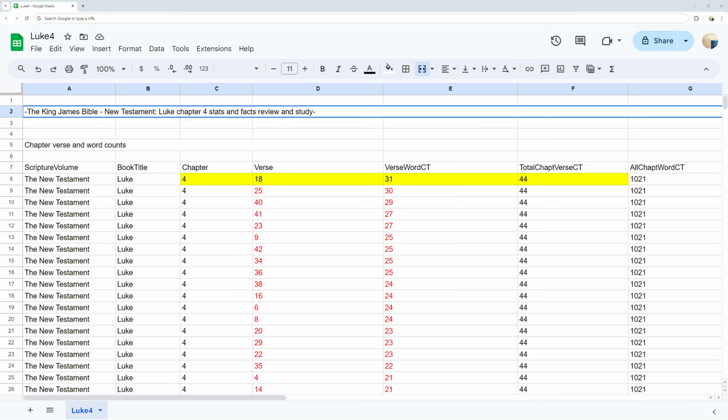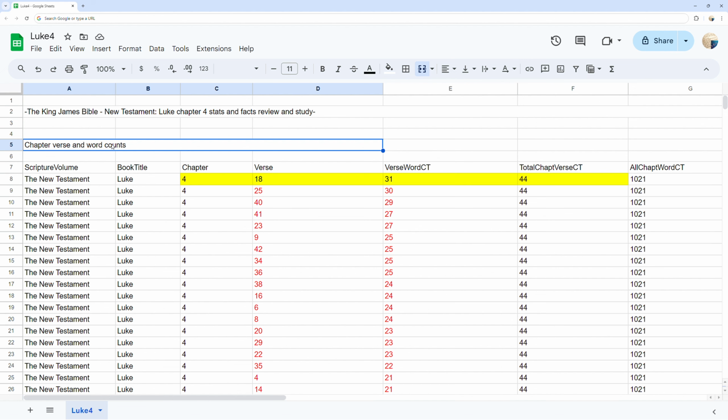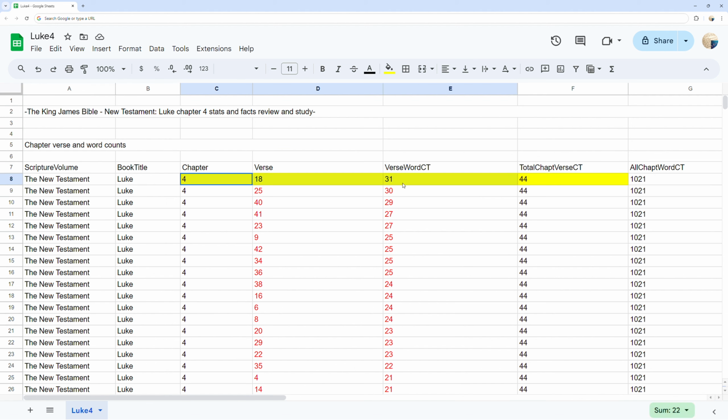The King James Bible, New Testament, Luke chapter 4 Stats and Facts Review and Study. Chapter, verse, and word counts. Luke chapter 4 verse 18 has the most words at 31 words.